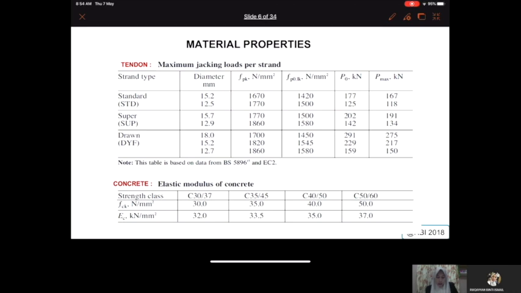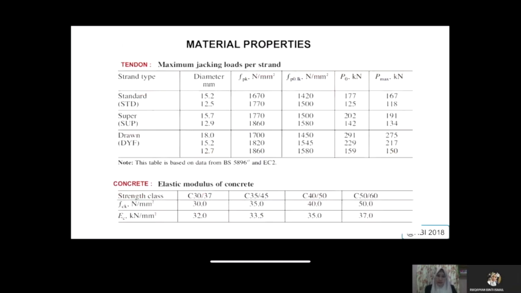Then you have the concrete table. I think this is a very common table. You can take this from Table 3.1 in your Eurocode. For different classes, you have different strengths and also different modulus of elasticity of the concrete.